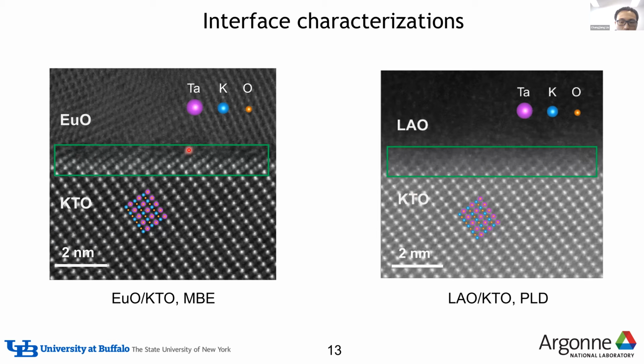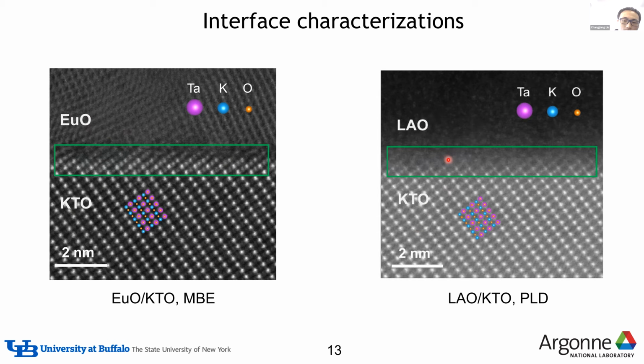Shown on this slide is the TEM image showing the interfacial region for the EuO/KTO and the LAO/KTO cases. For the EuO/KTO, the europium oxide forms a polycrystalline structure, while for LAO, it is amorphous. So basically, you cannot observe any ordered atoms for LAO.